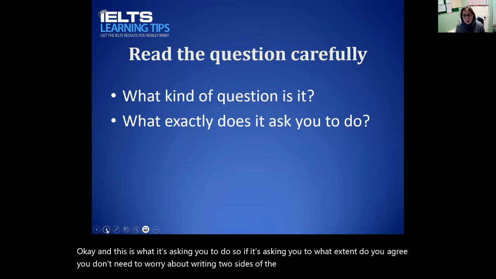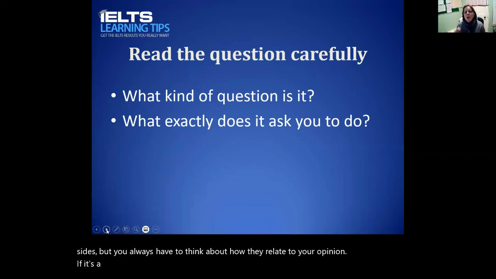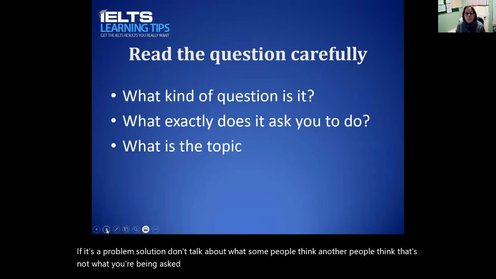You can address both sides, but you always have to think about how they relate to your opinion. If it's a problem solution, don't talk about what some people think and other people think. That's not what you're being asked to do. Okay, then what's the topic?